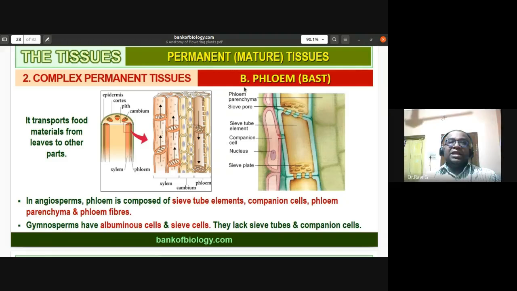In angiosperms, they have sieve tube and companion cell found in close association with each other. We call them sister cells. Then there are phloem parenchyma and phloem fibers. In gymnosperms, they have albuminous cells and sieve cells. They do not have sieve tubes and companion cells. They also have phloem parenchyma and phloem fibers. Sieve tube is found in higher plants like angiosperms. Sieve cell is found in lower plants like gymnosperms and pteridophytes.